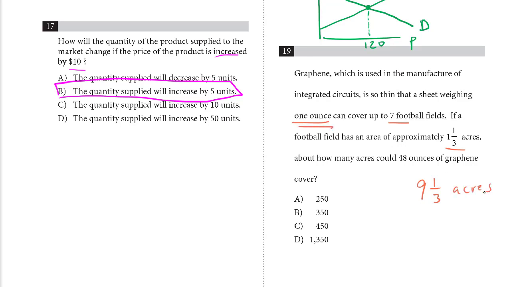I could estimate that very loosely as something just below 10 acres for calculation. So if I have 48 ounces, that's going to be 48 times 10 equals 480, or something just below that. The only possible answer in the ballpark here for 19 is C, 450. That's going to be the correct answer. Again, you rarely need a calculator, even on the calculator exam.